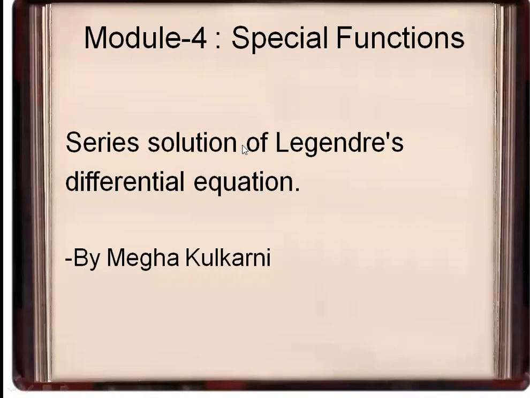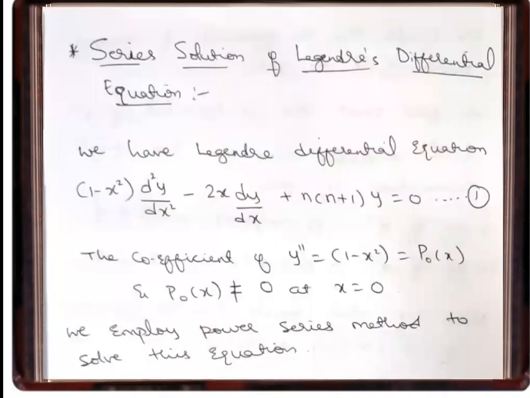In this video session, we shall discuss the solution of Legendre's differential equation. So first we shall see what is the form of the Legendre's differential equation. The form is (1 minus x square) d square y by dx square minus 2x dy by dx plus n(n plus 1) y is equal to 0. So this is the form of the Legendre's differential equation. Let us denote it as equation 1.